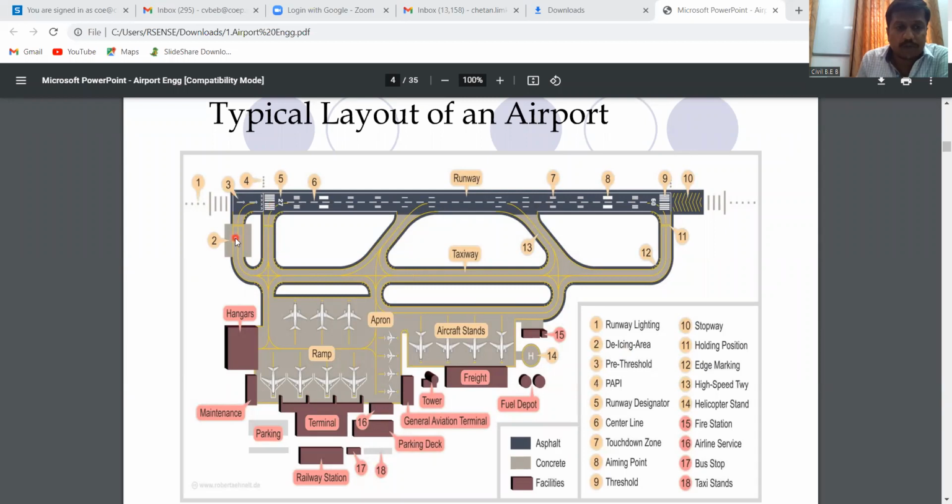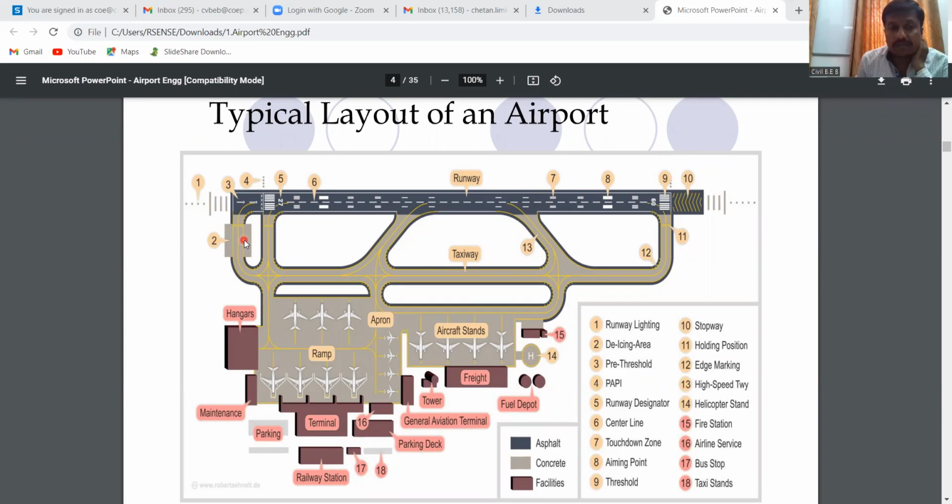The second point which you are going to see is the de-icing area. Suppose your airport is located in the northern region of our country, where the temperature is generally around 10 or less than 10 degrees centigrade. So a de-icing area should be there. If there is a snowfall, we need to clean the runway surface as well as the taxiway surface. So we have that area.